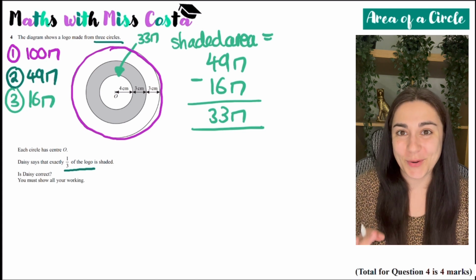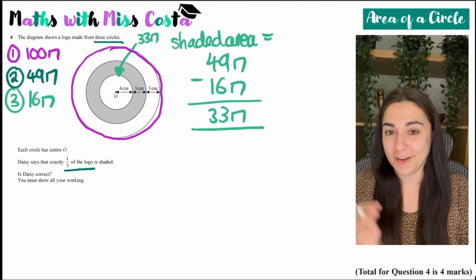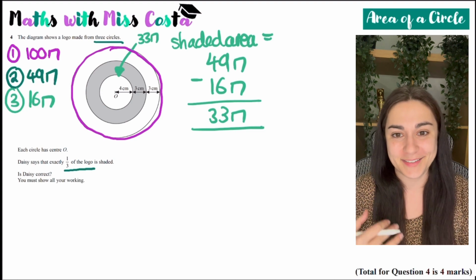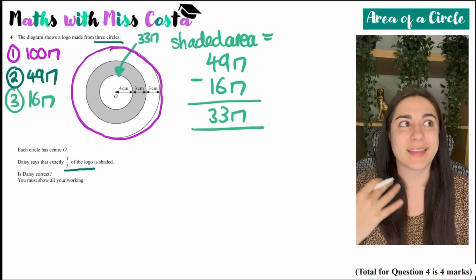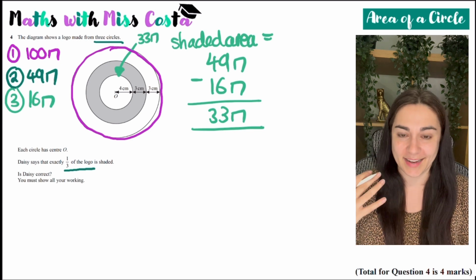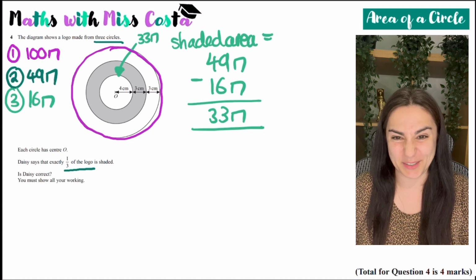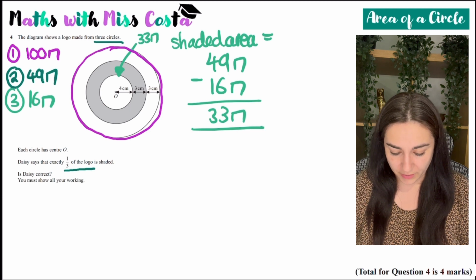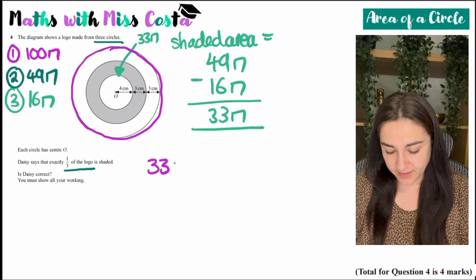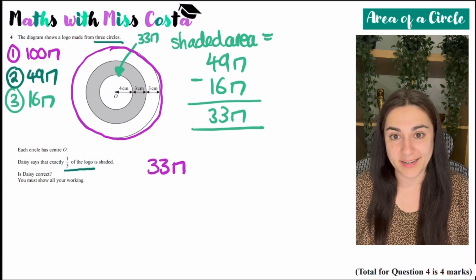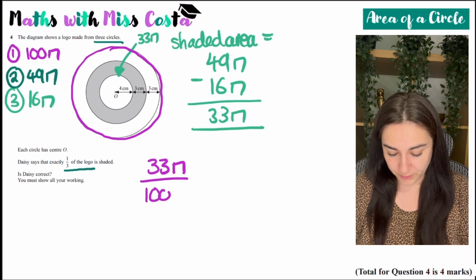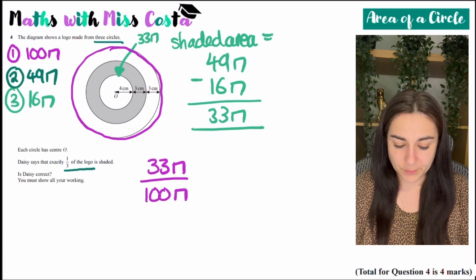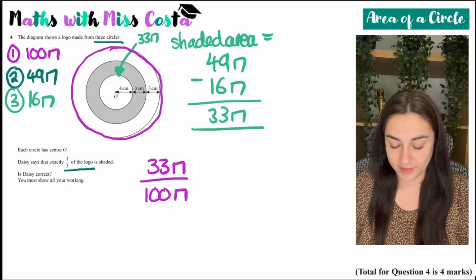So this is actually quite a sneaky question because we end up getting very close to a third, but you need to know the difference between exactly what a third is, and that's perhaps a little bit sneaky. So how do I work out what proportion of the logo is shaded? Well, I know that 33 pi is shaded out of a total of 100 pi.